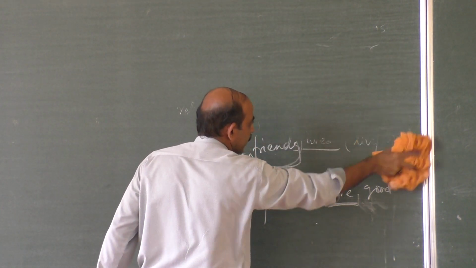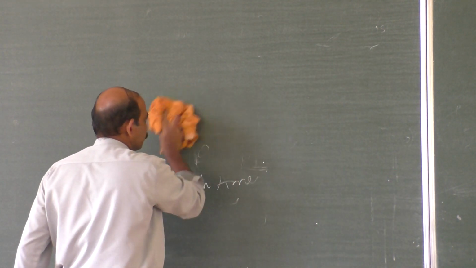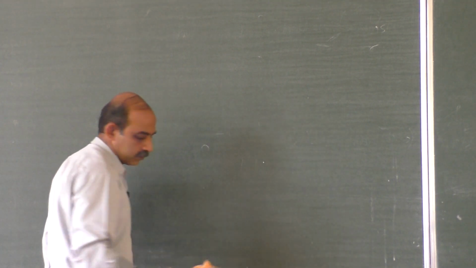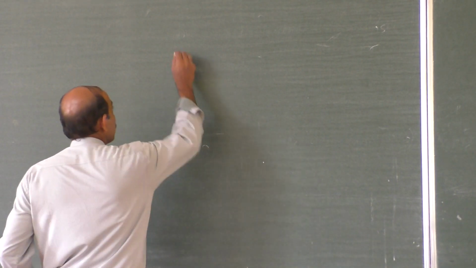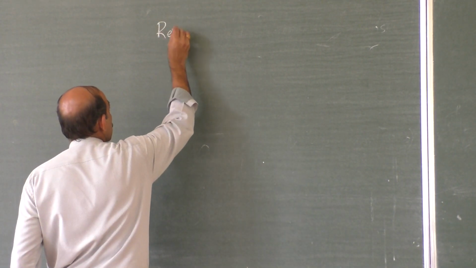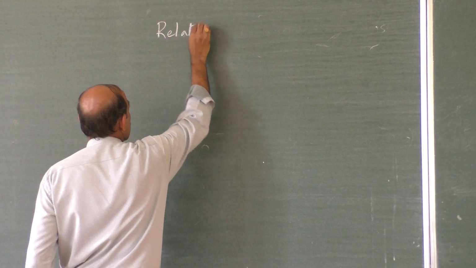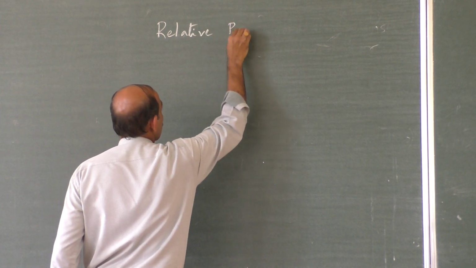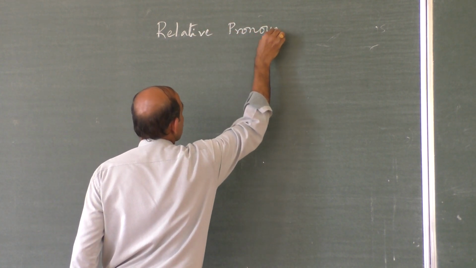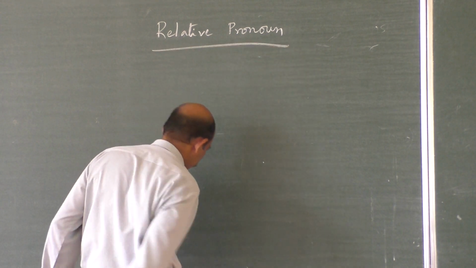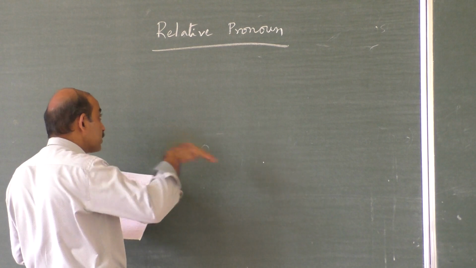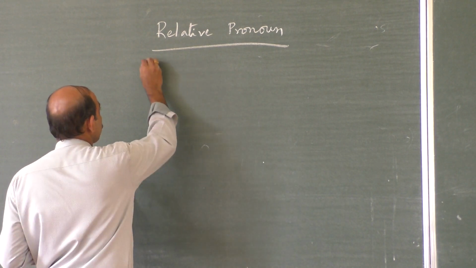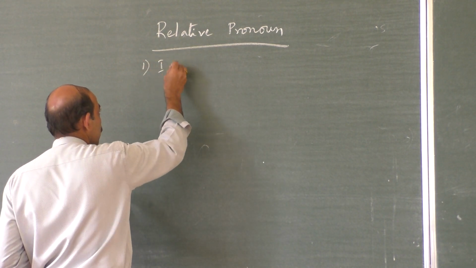Now, next is relative pronoun. The third one is over, and the fourth one is relative pronoun. Now, let me write examples first here, otherwise it is difficult to understand.